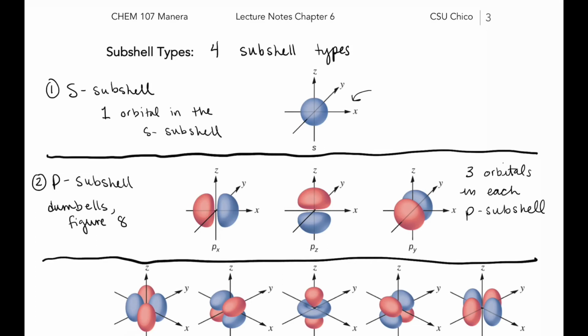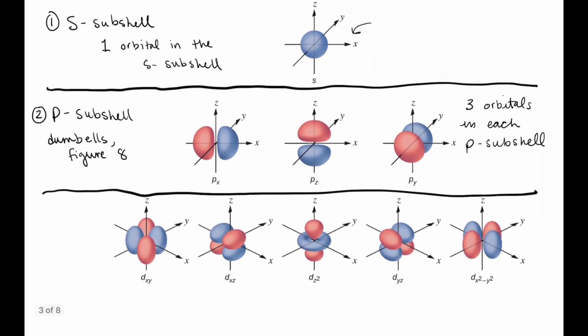Then the next one, the third subshell type, is called the D subshell. D subshell. And these are a little bit, like, most of them look the same, kind of, right? They're like peas, but if we had cut them in half again. So it's kind of like a 4-leaf clover shape, maybe, right? There are 4 lobes.